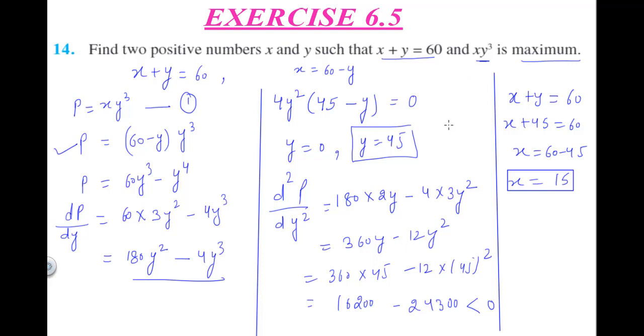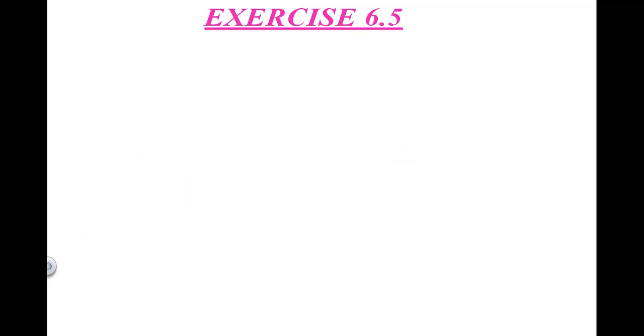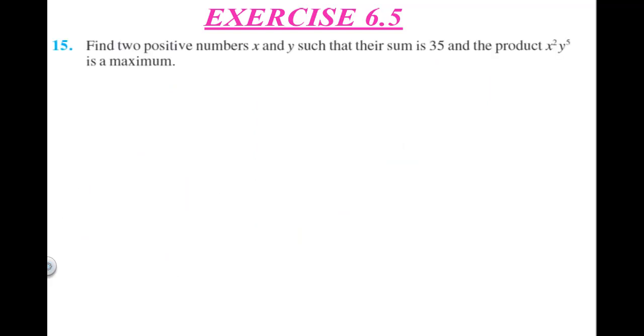Now let us switch to another question of the same kind that was given. I will also give you a hint about the question. In question number 15, we have to find two positive numbers x and y such that their sum x plus y is equal to 35 and the product, let us name it as P, is given as x square y to the power 5.